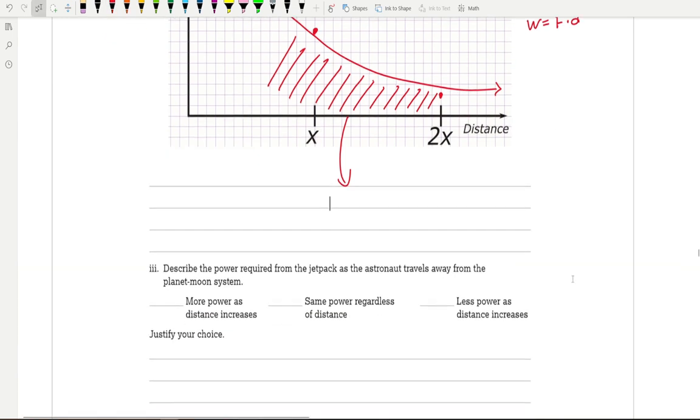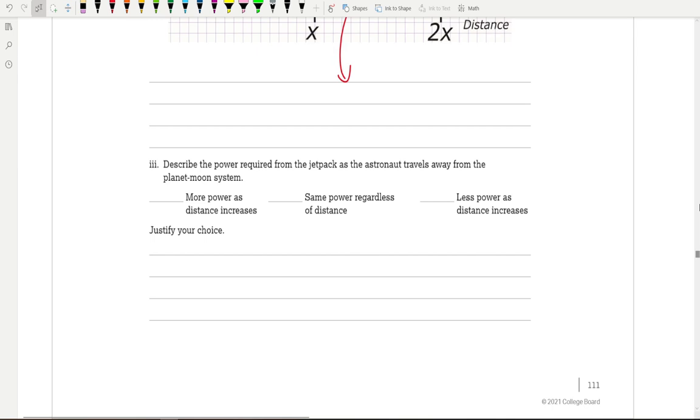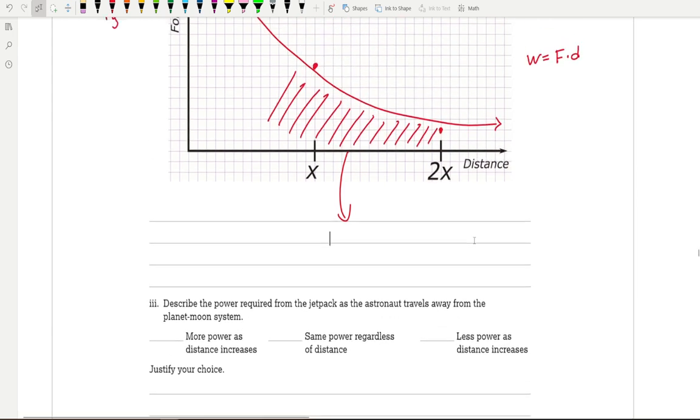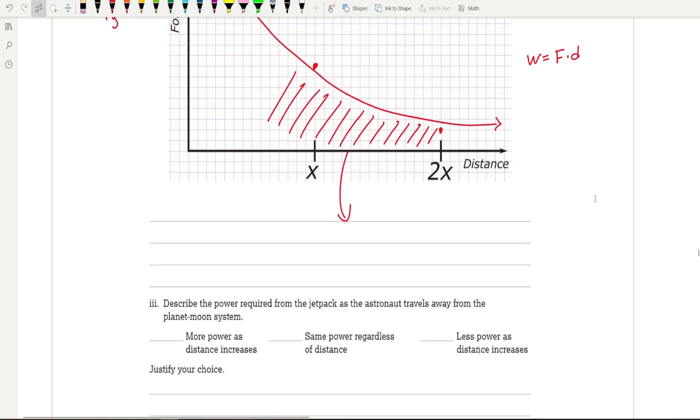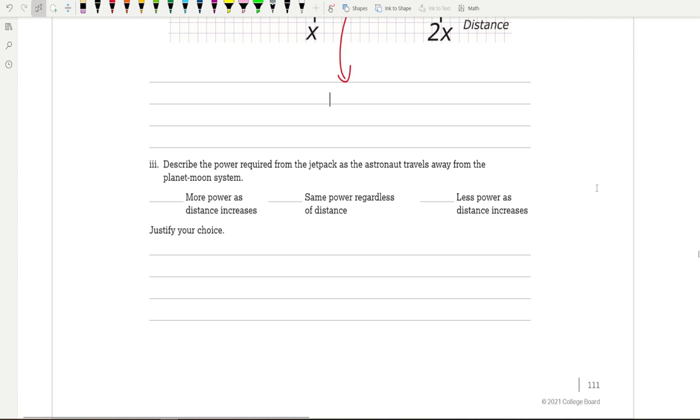Okay, let's see here. The next one: describe the power required from the jetpack as the astronaut travels away from the planet-moon system. So is it going to need more power as it goes away, or less power, or is it exactly the same regardless of the distance? If you look at the graph above, as the distance between the two objects increases, the amount of force that the jetpack needs to exert lowers as you go along. Since power is related to the amount of work done, if you're lowering the amount of work done per second, then that's going to mean less power as the distance increases as well.